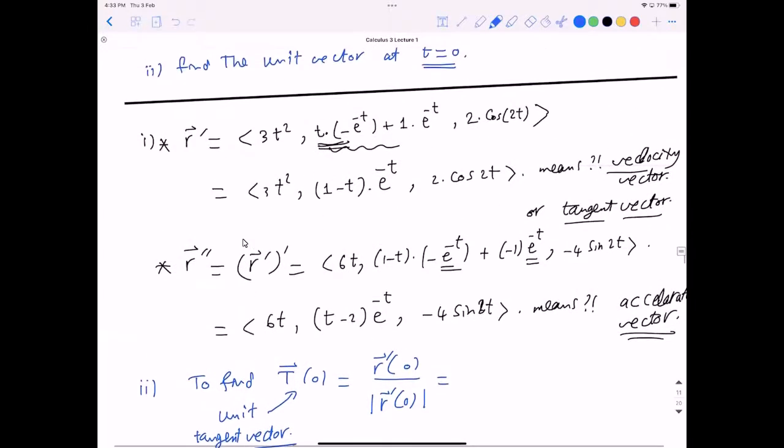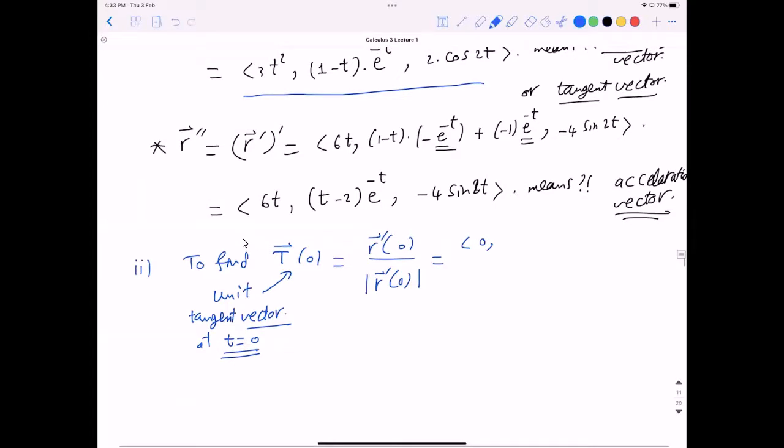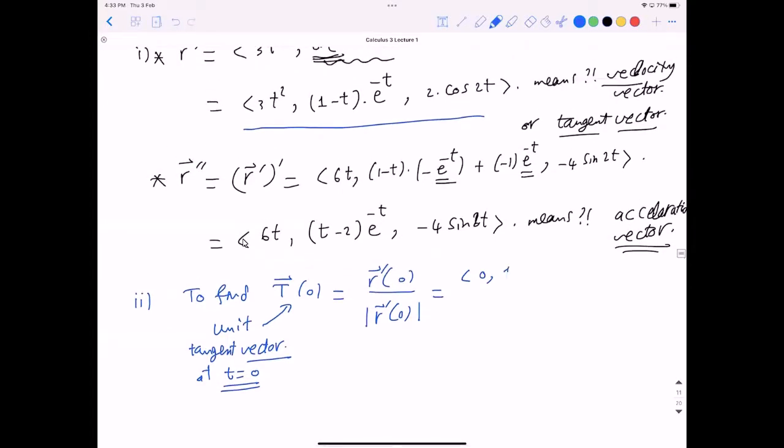How to do that? Substitute t equals 0 in r prime. So t equals 0 gives you the vector: 3 times 0 is 0, 1 minus 0 is 1, e to the power negative 0 is e to the power 0, which is 1. Cosine 0 again 1, so multiplied by 2. This is the tangent vector at t equals 0, but we don't need the tangent vector. We need the unit tangent vector, the same direction but with magnitude 1.